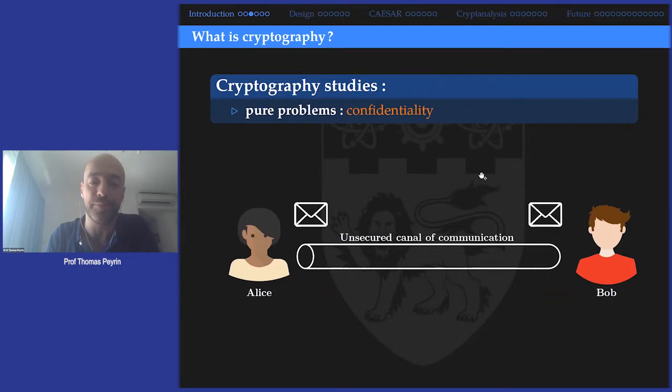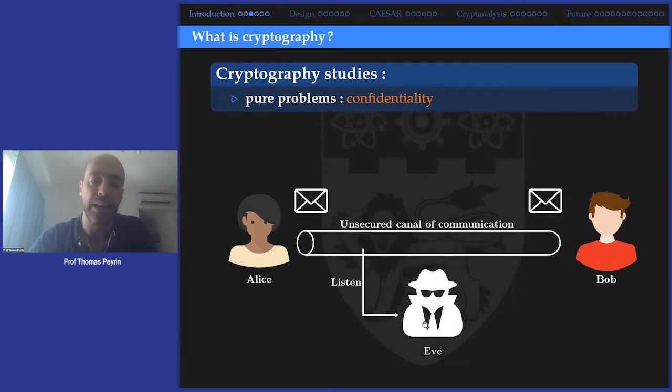So what do we study in cryptography? I would say what most people think of when they think of cryptography is confidentiality. Confidentiality is basically when you want to cipher the data that you're transmitting. So we have one person, Alice, who wants to communicate with Bob. Traditionally in cryptography, we use Alice and Bob as names in our examples. Alice would like to communicate with Bob, but she only has an insecure channel of communication. She would like to send messages, but she doesn't want Eve, the attacker, someone with bad intentions, to be able to listen to this message.